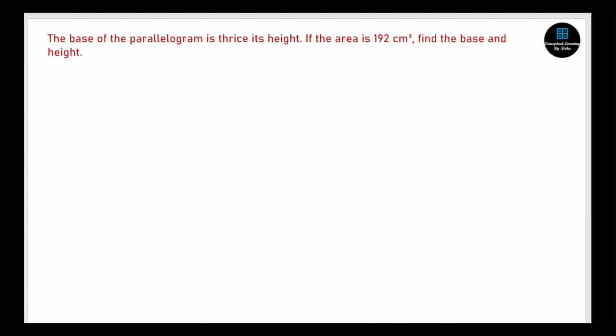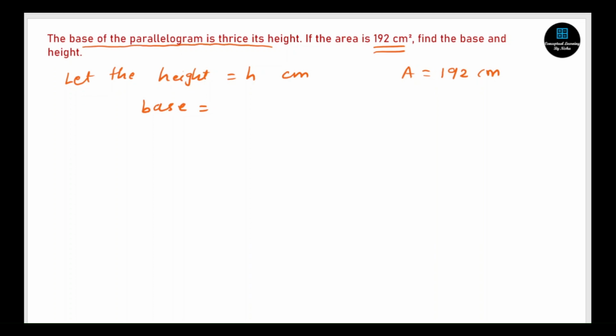Now the base of the parallelogram is thrice the height. So here you have to take the height. Okay, so let the height equal h centimeter, because here area is given in terms of centimeter square, so I know that the unit is in terms of centimeter. Very common mistake. Now the base. Students don't know how to interpret this statement. So base is 3 times the height, means 3 times h centimeter. Right. Now it is easy.